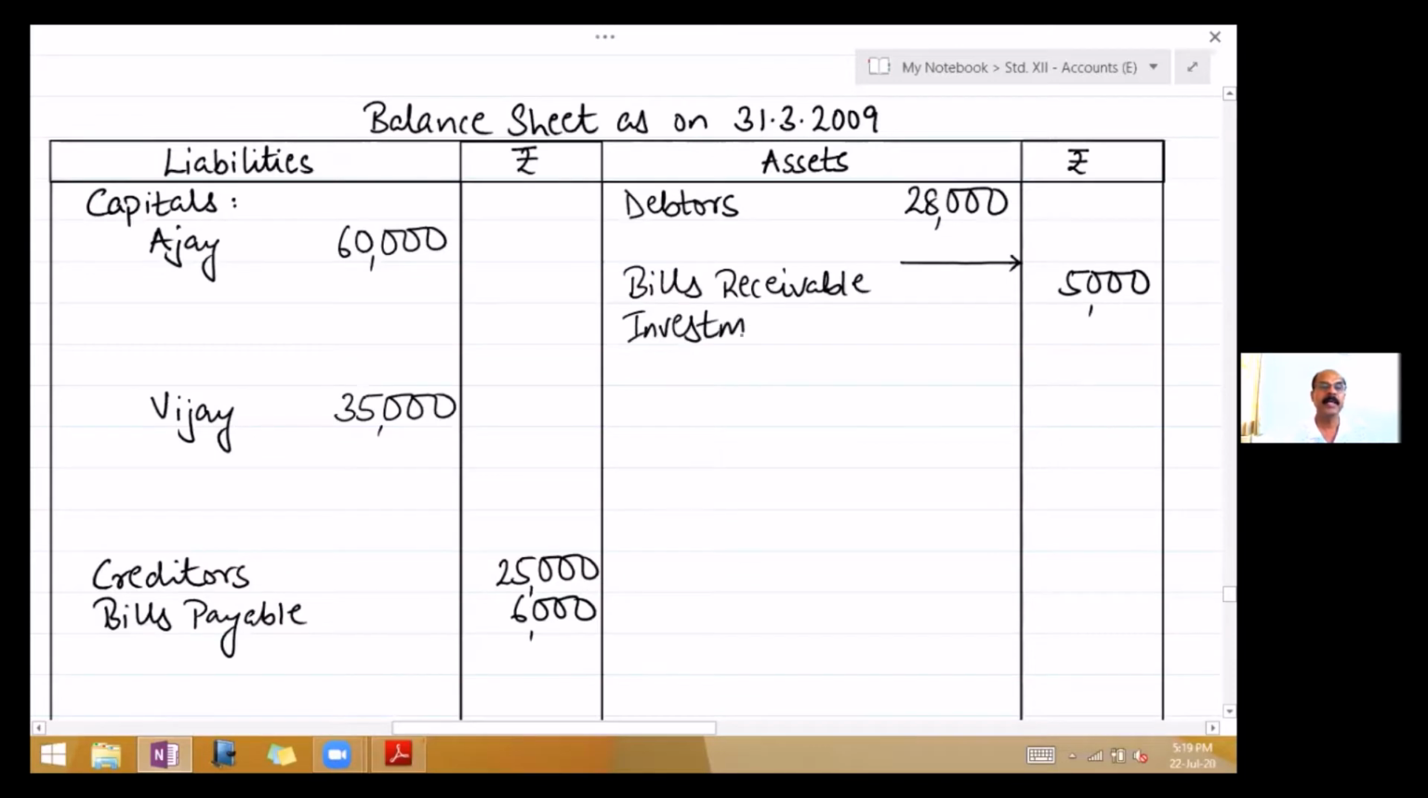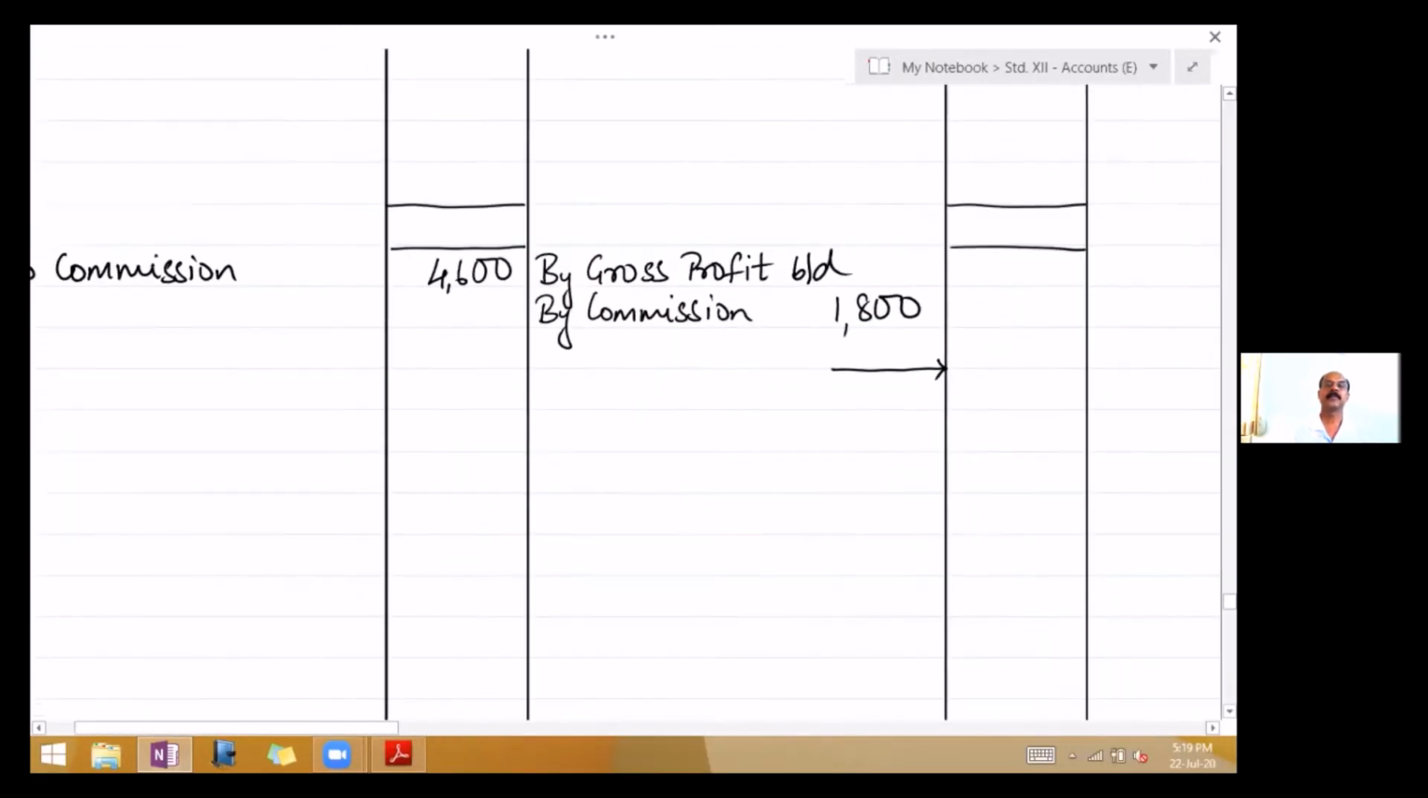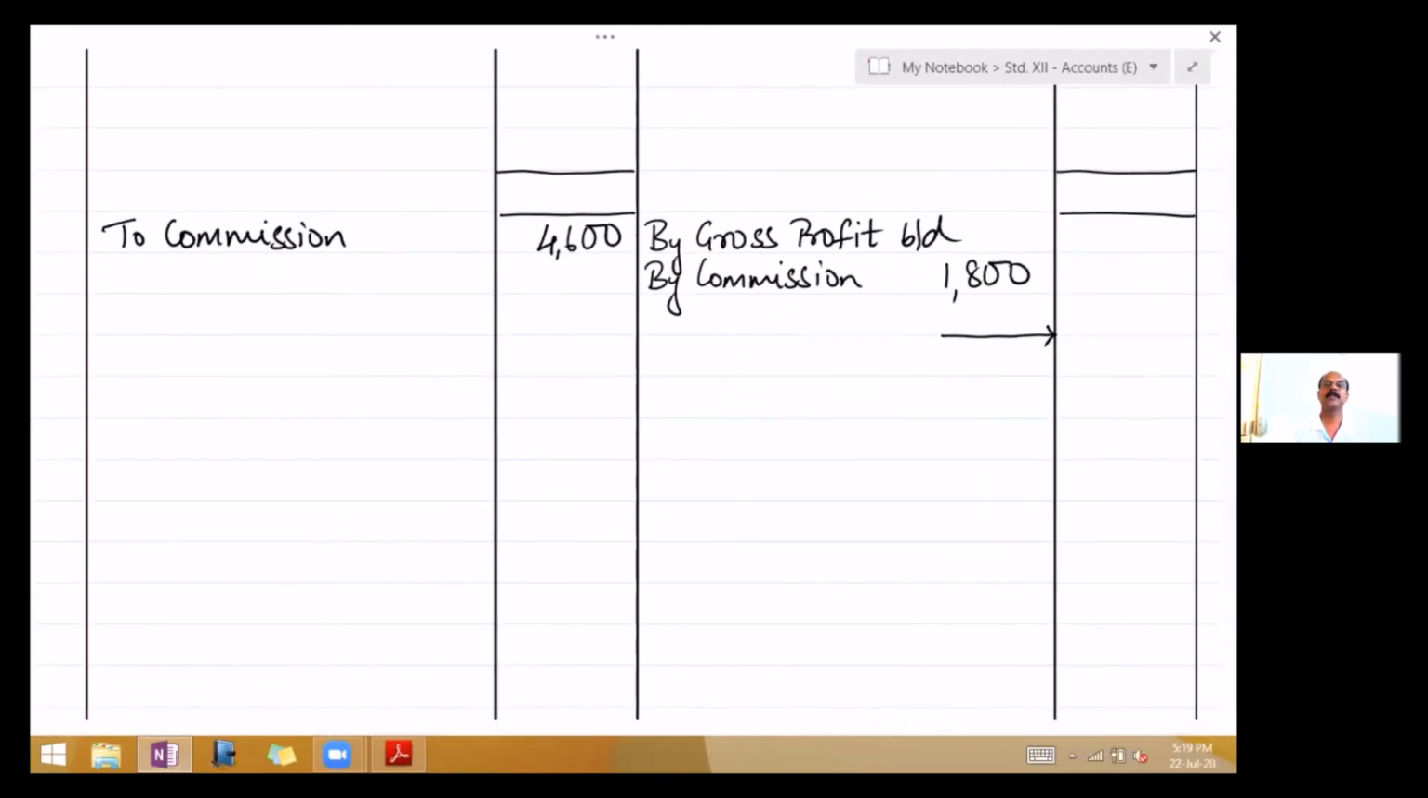And the amount is 13,500. Investments 13,500. Next, postage and telegram 3,600. Go to P&L debit. Profit and loss account debit side, to postage and telegram.